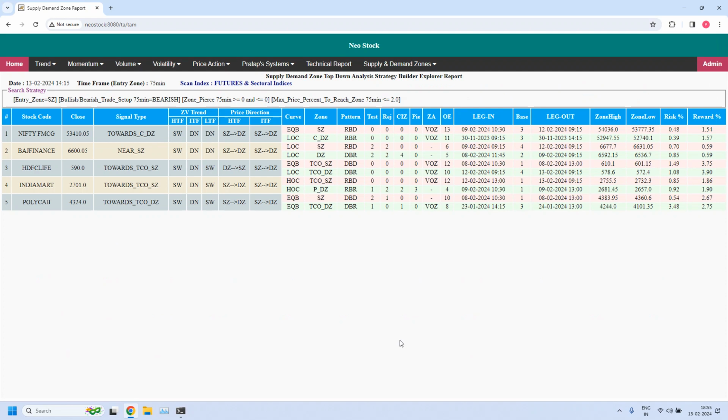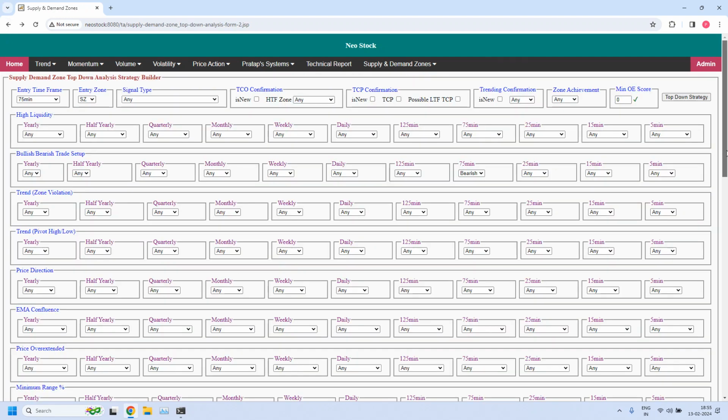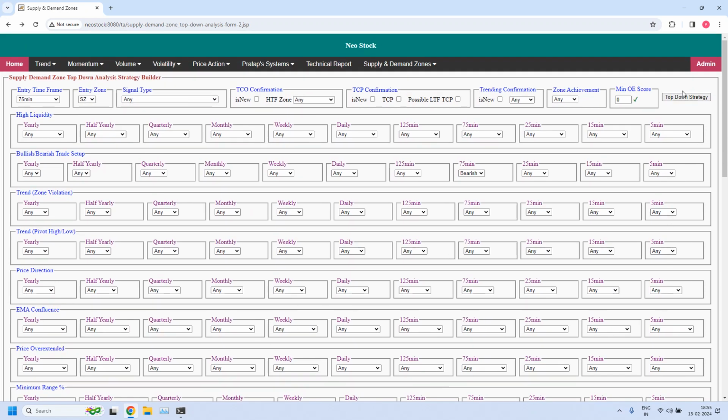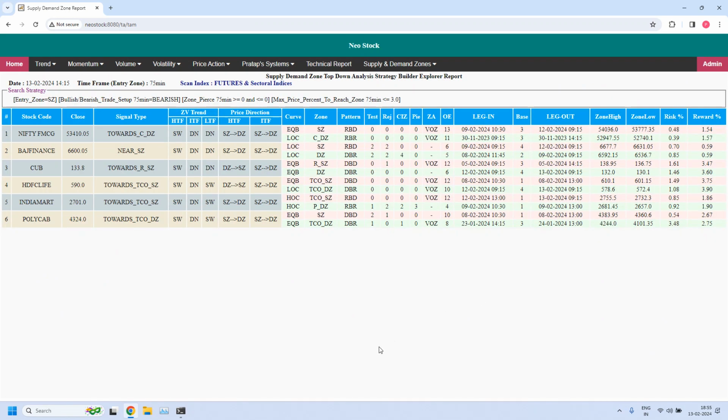Now these stocks are within 2%. Already previously listed 3 stocks are within 1% and remaining 2 stocks are within 2% level. 2% means 2% near to the zone. And the last report we will check maximum 3% within the zone. 3%. One more stock is added. That's it.